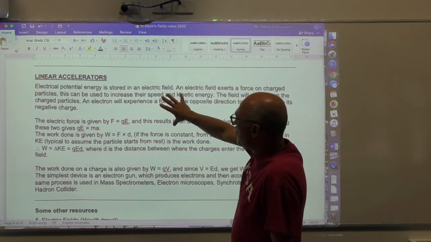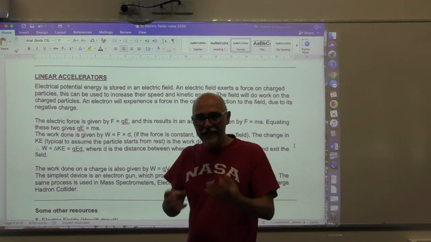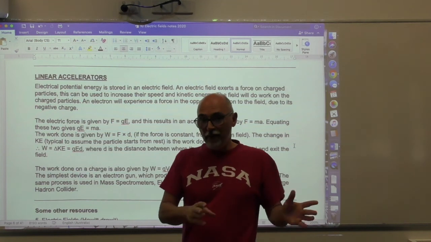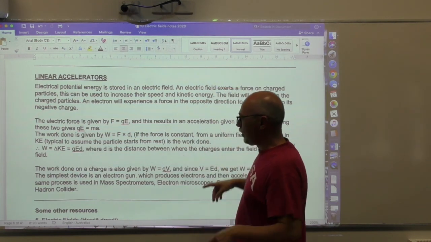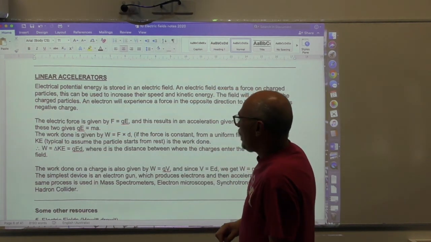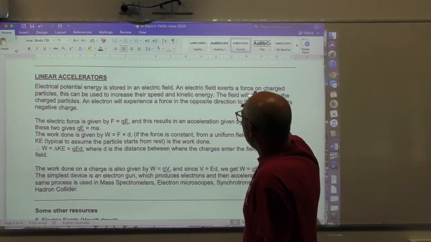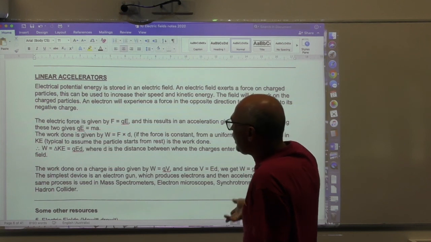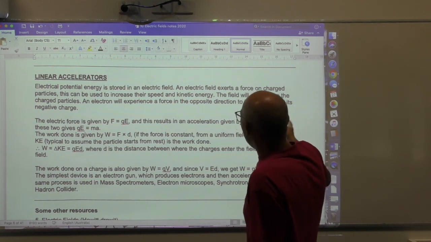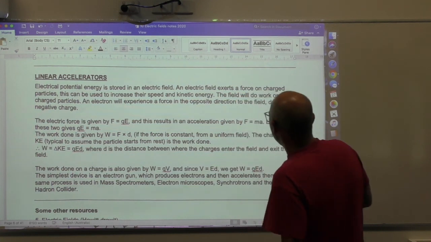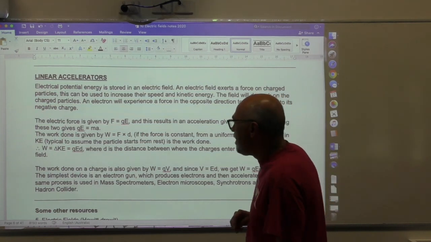So that's what they're talking about here, electrons that have been picked up and then accelerated through a voltage, which is something I've already discussed when we were looking at the help sheet. Okay, so electrical potential energy is stored in an electric field, and an electric field exerts a force on charged particles. This can be used to increase their speed and kinetic energy. The field will do work on the charged particles. An electron will experience a force in the opposite direction to the field due to its negative charge.